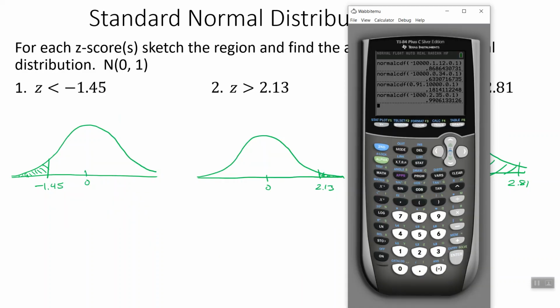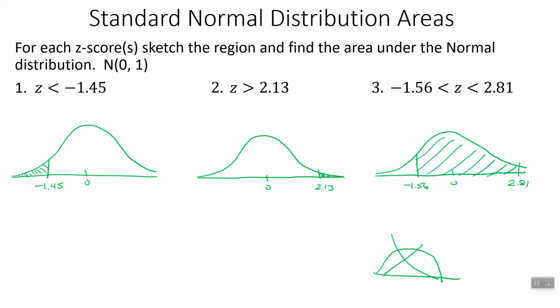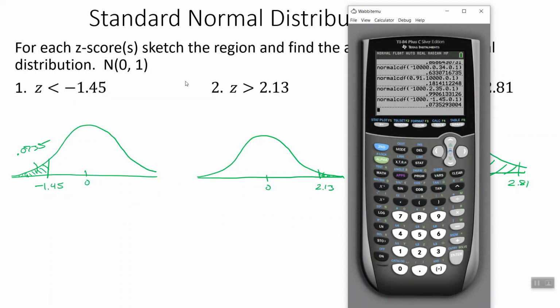And now we just want to find each of those areas. So we just throw it into our calculator. So second distribution. The first one, let's see, normal CDF. We are going down, so negative 1,000 works there. We've got negative 1.45. We just press enter a couple times because we're not changing any of that. And we get 0.0735. There's our answer. 7.35%.